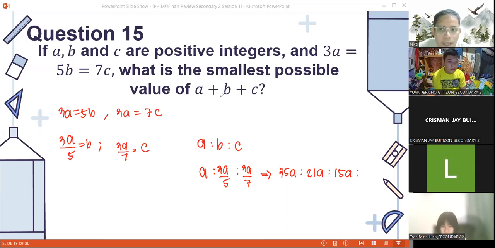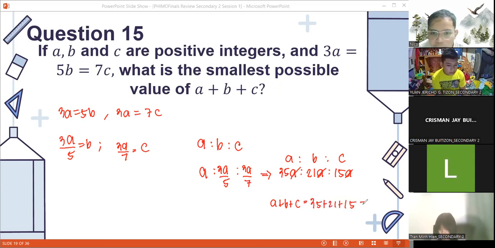So we have A, B, and C, right? Which is A is to B is to C. So the final answer, A plus B plus C, it's just cancel, cancel, cancel. It will become 35 plus 21 plus 15. So it should be 71. Very easy, right?